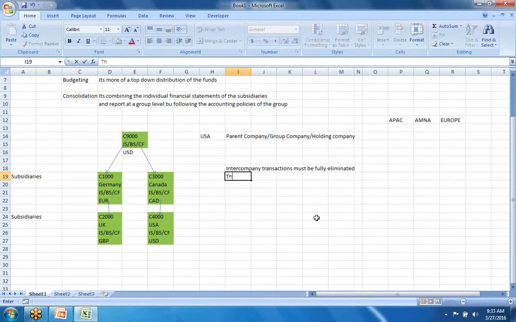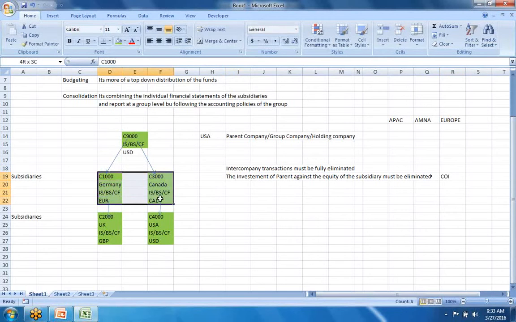So the ownership, the investment of parent against the equity of the subsidiary must be eliminated. This is a part of COI, which I say as consolidation of investments.